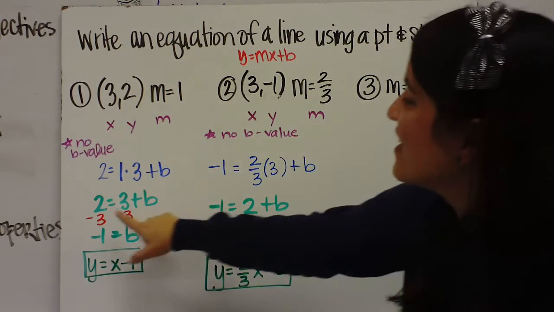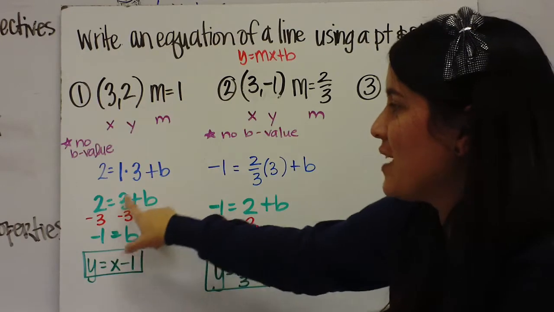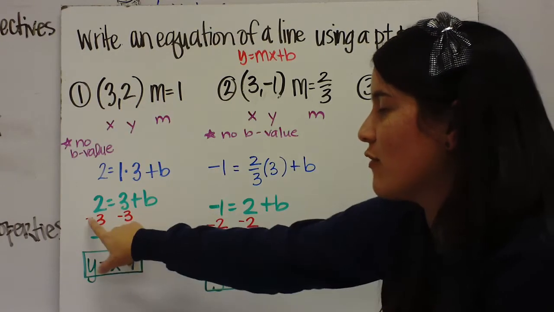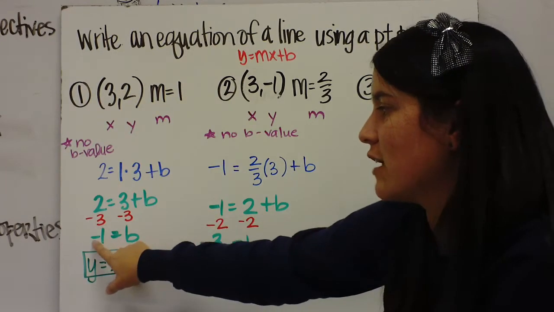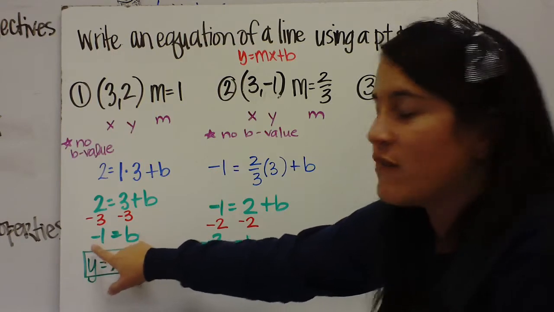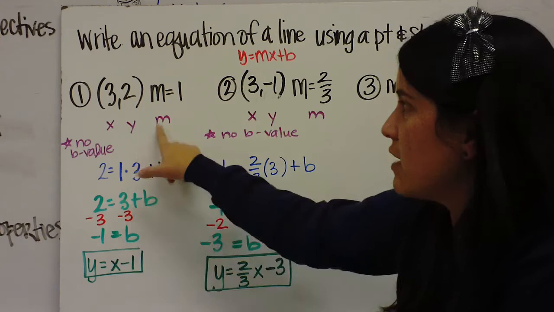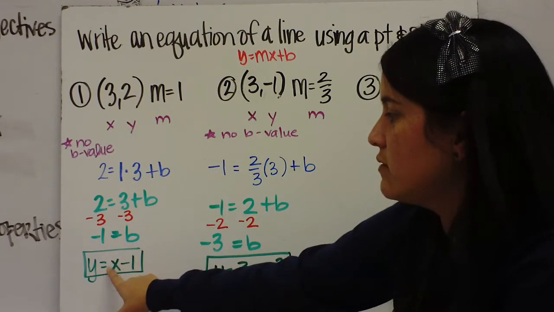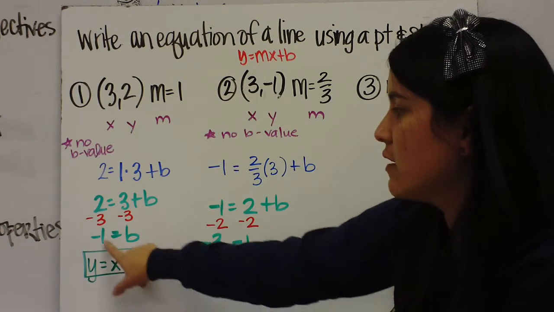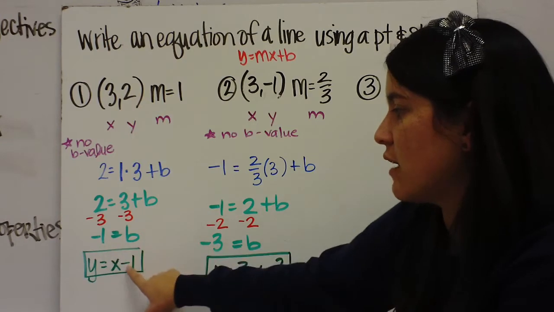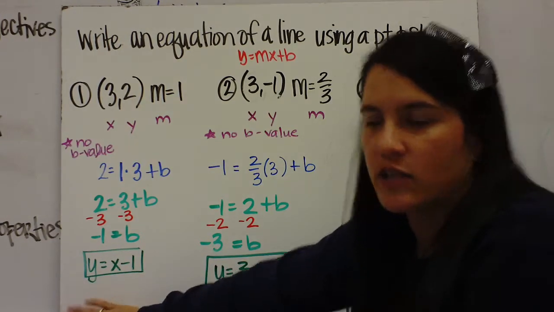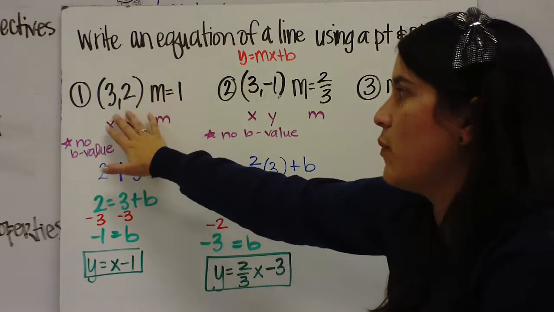So now I'm going to solve for b by subtracting 3 from both sides, and I get b is -1. Once you have the b value, then you can substitute it in. Y equals mx, and my m is 1, so I have a 1, minus b, minus 1, because it's a -1. So I have written an equation using a slope and a point.